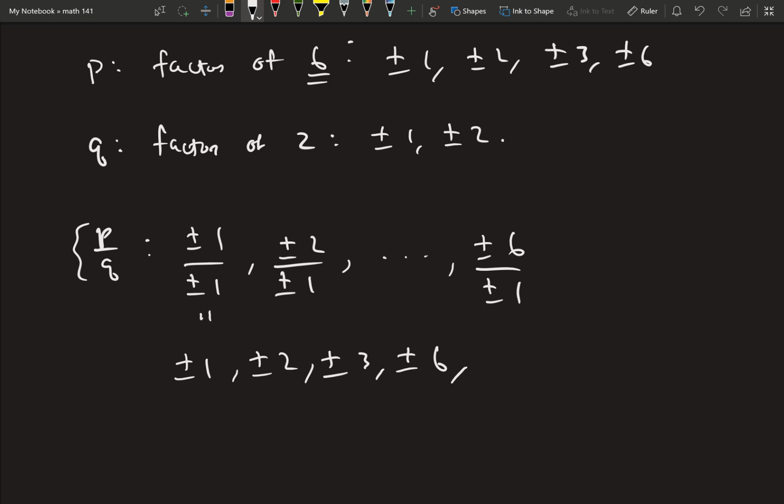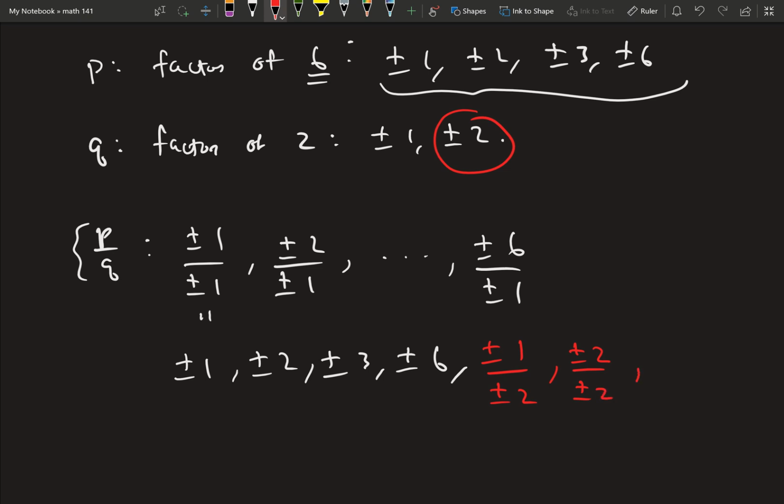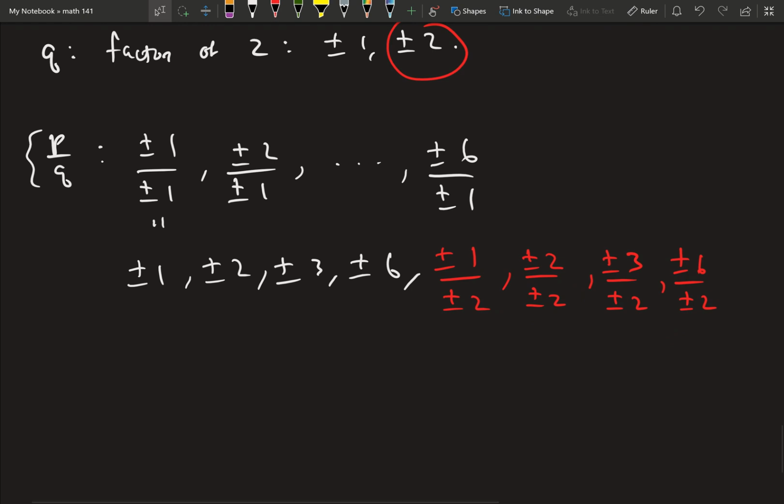What changes is when we divide by 2. So let's now take each p-value, I'll do this a little bit slower here, take each p-value and divide it by plus or minus 2. So let's write those down, and I'll write those in red. Well, what else do we have? We have plus or minus 1 divided by plus or minus 2. We have plus or minus 2 divided by plus or minus 2. Plus or minus 3 divided by plus or minus 2. Plus or minus 6 divided by plus or minus 2. So what do those red values come out to be?